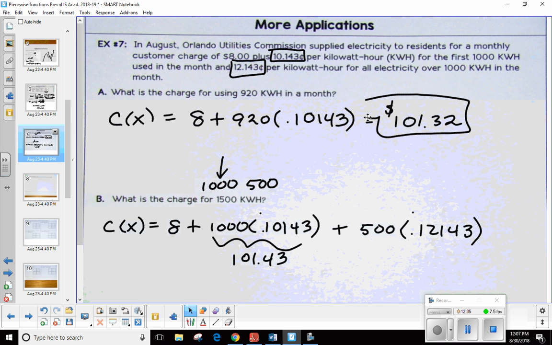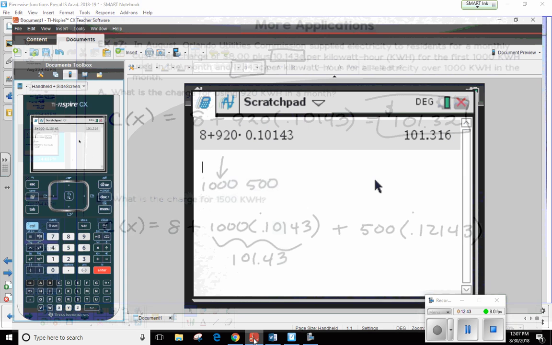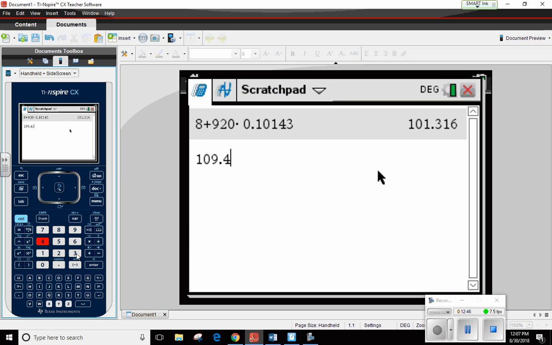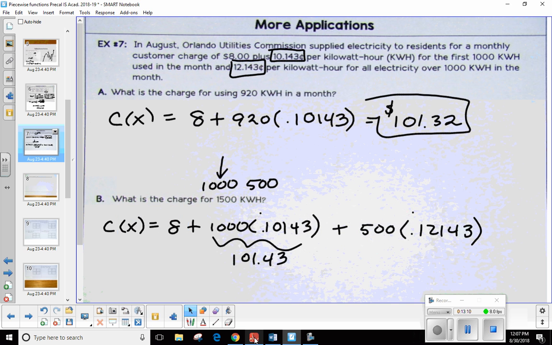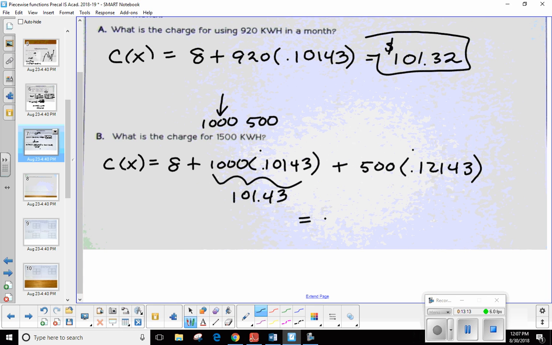So I'm going to do this instead of typing in the first expression. 101.43 plus 8 would just be 109.43, right? So I'm going to do that. 109.43 plus the 500 times the 121.43. Is that what it was? Okay. All right, so I'd say we're looking at about $170 and 14 or 15 cents. I'd say $170.15. Okay.